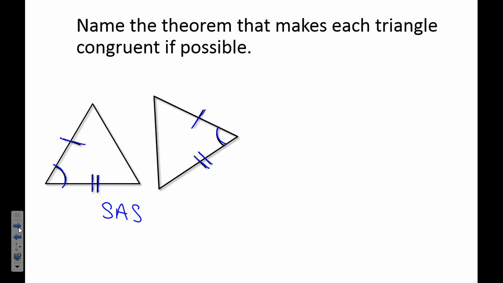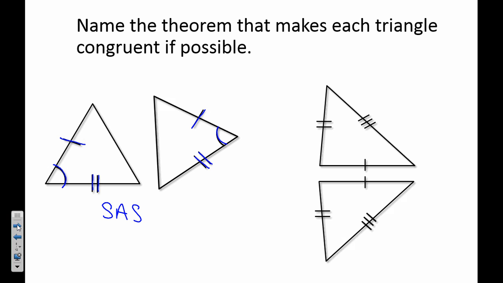All right, here's another example. What about those two triangles? SSS, everybody agree? We have three pairs of sides congruent to three pairs of sides. So yes, that one is by SSS. Okay.